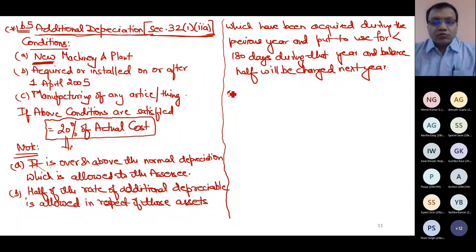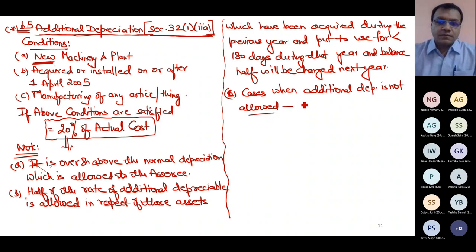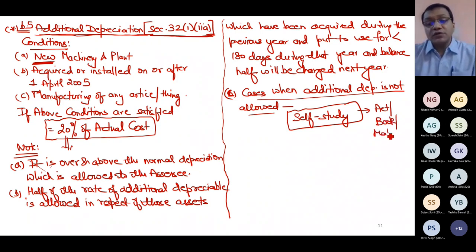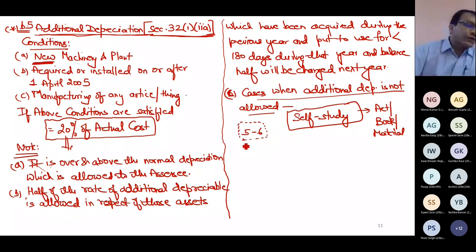Some notes on additional depreciation. Point number C: cases when additional depreciation is not admissible. This I am leaving for self-study. There are some cases where additional depreciation cannot be claimed, though the machine might be new. Read it from the Act or from my book or from any other material which you have. But you have to read it. There are 5 to 6 situations where you cannot claim additional depreciation. So you must try to read it.